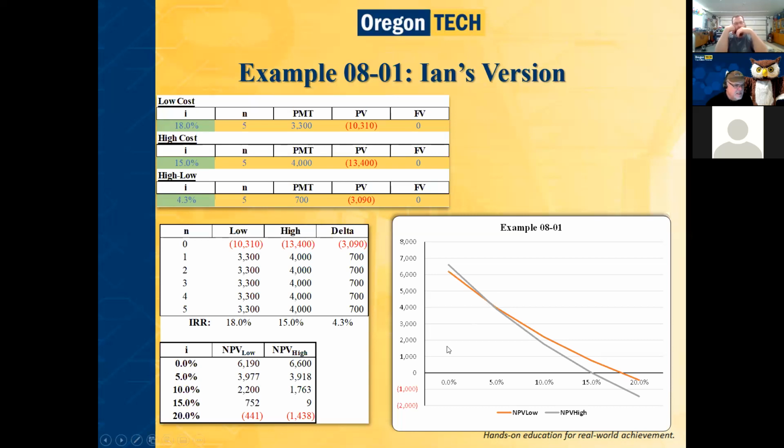But all they're doing on these graphs is graphing interest rates along one axis and saying at that interest rate, what is the net present value of each project in order to decide which one to do. That's the philosophy behind this.